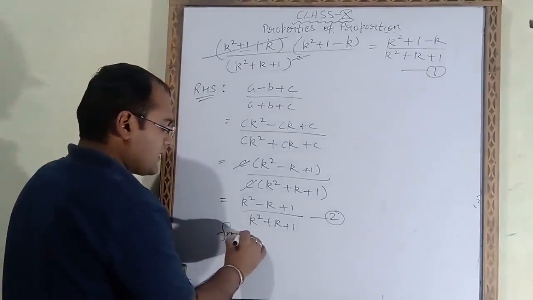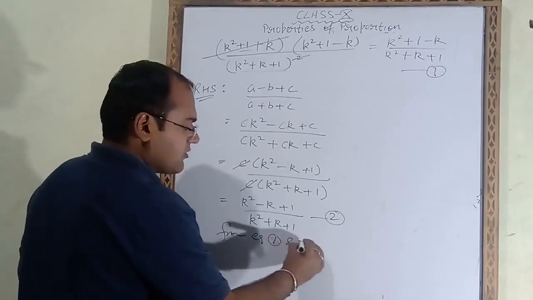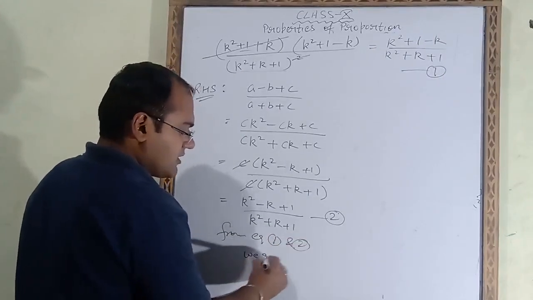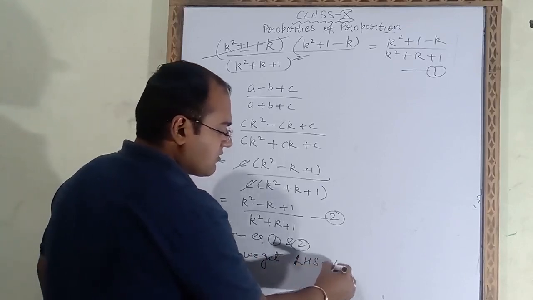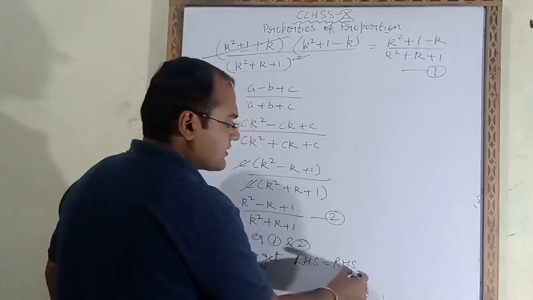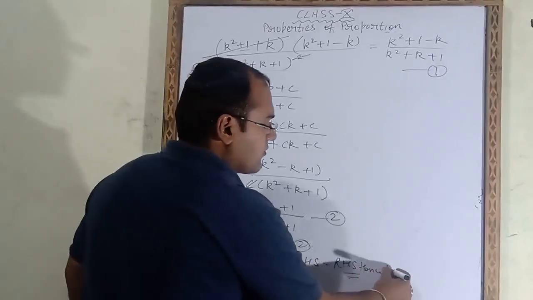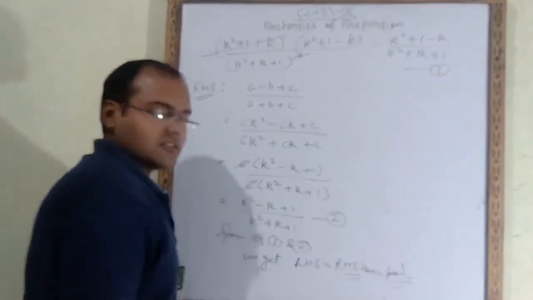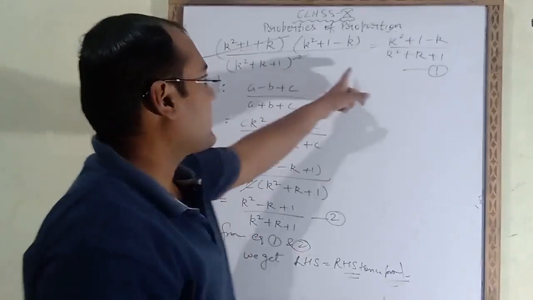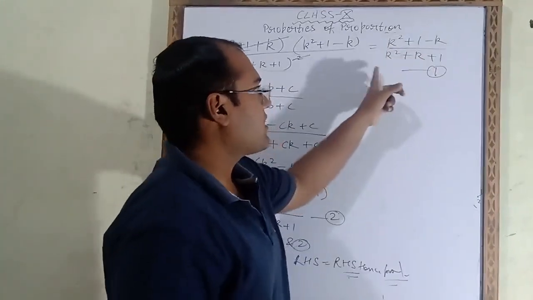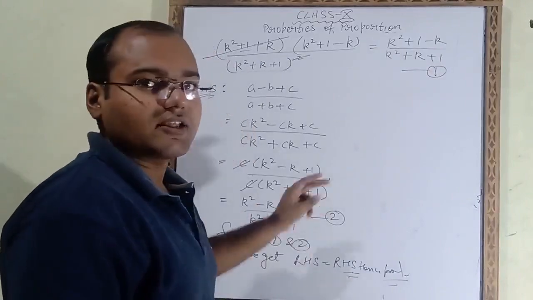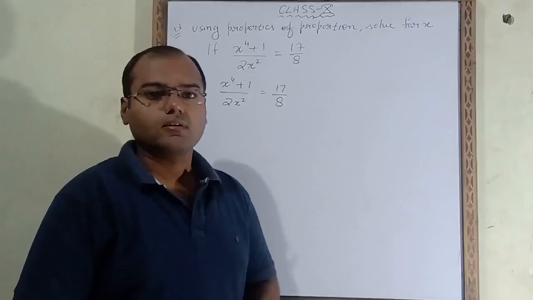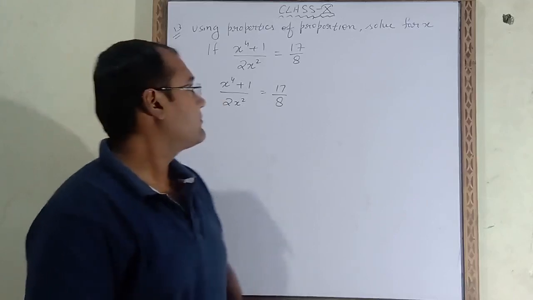So from equation 1 and 2 we get that left hand side is equal to right hand side, hence proved. So left hand side answer is K square plus K minus K upon K square plus K plus 1. Right hand side also is coming same. So like this you have to do this question number 10. Now see question number 13.